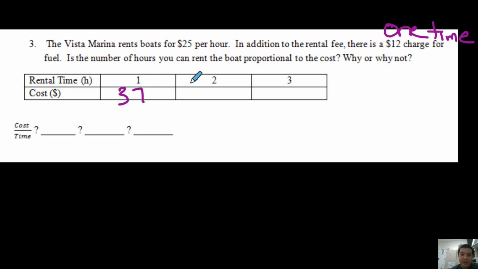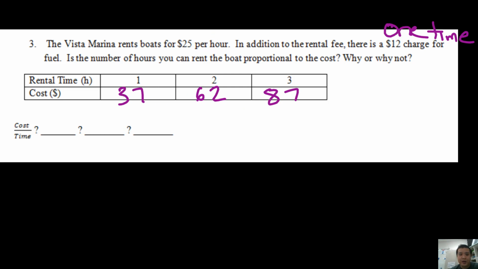So what we're going to do is add 25 to this. That gets us 62. And then for the next hour, again, you don't pay the one-time fee. It's just at the beginning. So you just add 25 and get 87. We need to figure out if these are proportional.